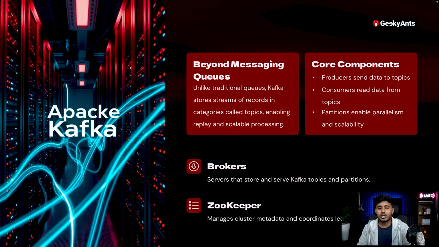So, producers are basically the ones which send the data to the topics, and consumers read that data from those topics, and partitions are the ones which enable parallelism and scalability between them. Two other core components are brokers and zookeepers. So brokers are the servers that store and serve Kafka topics and partitions, and zookeepers are the ones who manage the cluster metadata and coordinate leader election as well.